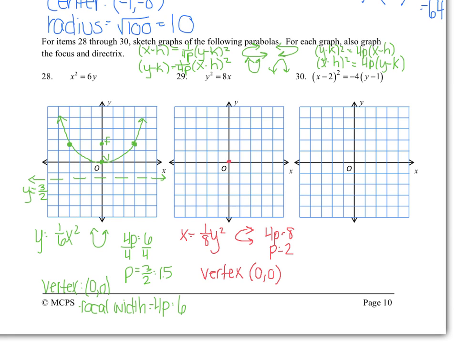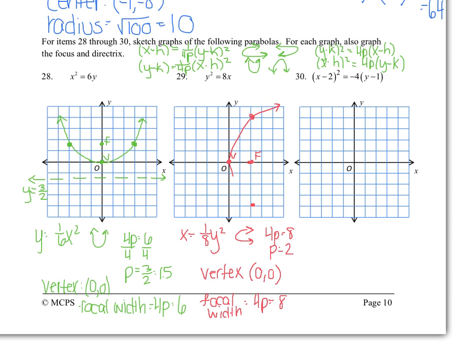So let's plot that. There's my vertex. And my focal width, again, is 4p, which is going to equal 8. So because it's opening to the right, my focus is going to be p units away from the vertex, so 2 units away, but to the right. So this is my focus, this is my vertex. My focal width is going to be 8 units wide, so that means 4 units in either direction. So I'm going to have a point here and a point here for a focal width of 8.